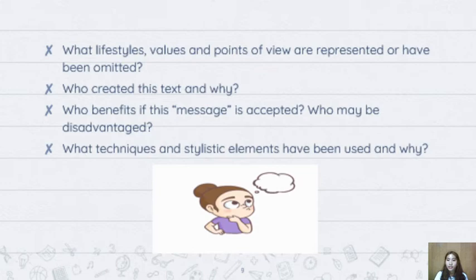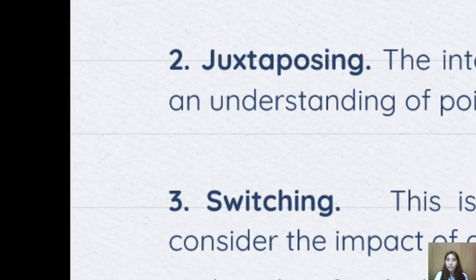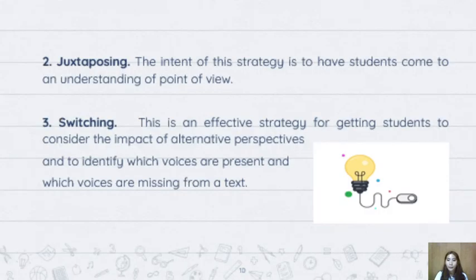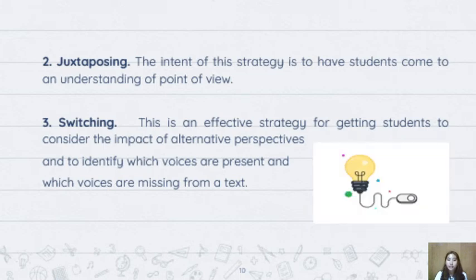Next is number 2, juxtaposing. The intent of this strategy is to have students come to an understanding of point of view. An example of this is editorials, which are set side by side so that students can compare authors' bias, intent, as well as the strategies used to influence the reader or the viewers. Number 3 is switching.